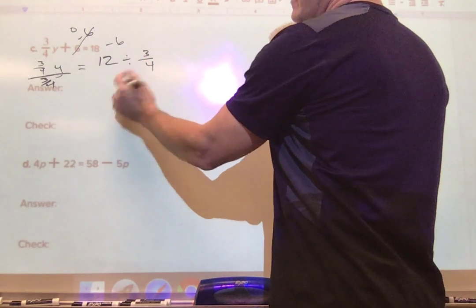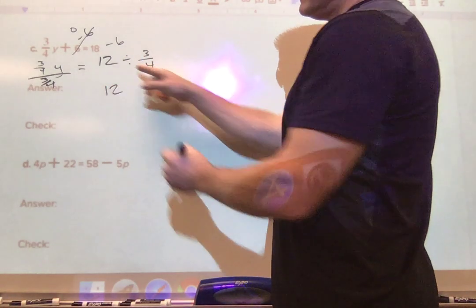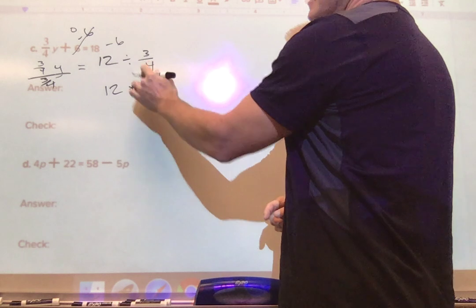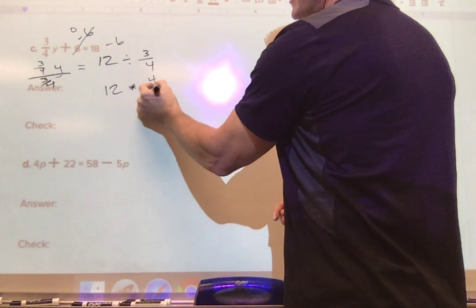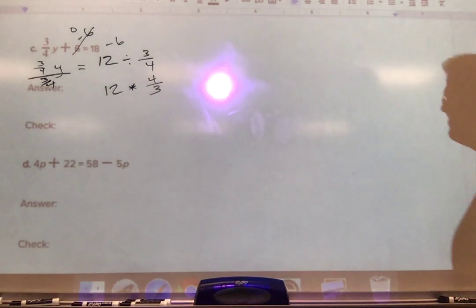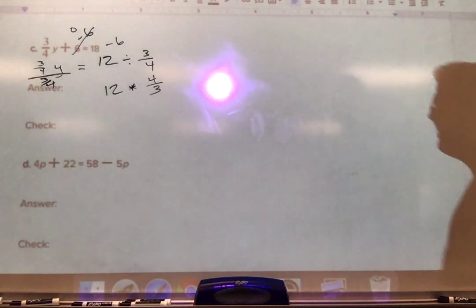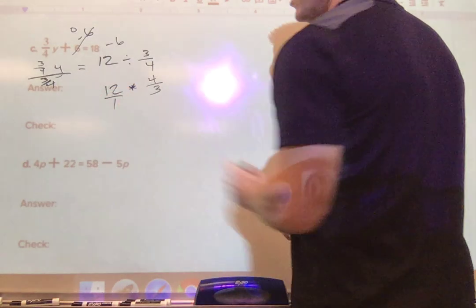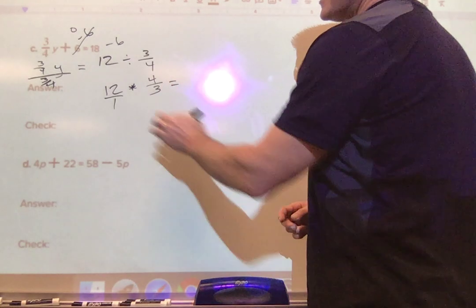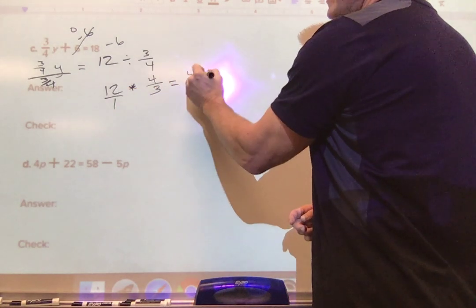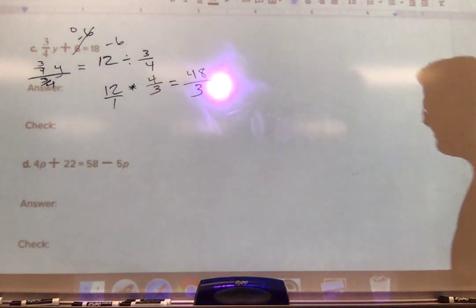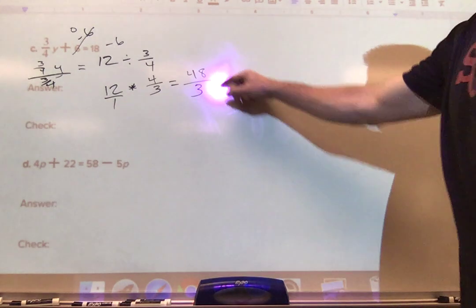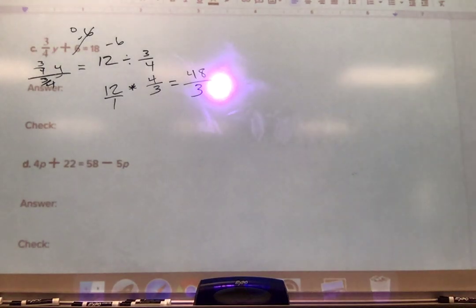So remember, instead of dividing, the first number stays the same. Division can change to times, and I flip it to 4/3. We worked on that earlier this year, when working on dividing fractions. So really, I'm just taking 12 times 4/3. So I put a 1 under that. Remember, we can multiply across. 12 times 4 is 48 over 1 times 3 is 3. And then I can take 48 divided by 3 to get my answer. And 48 divided by 3 is 16.